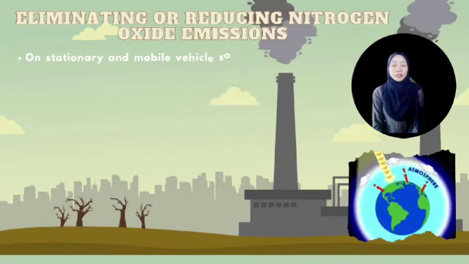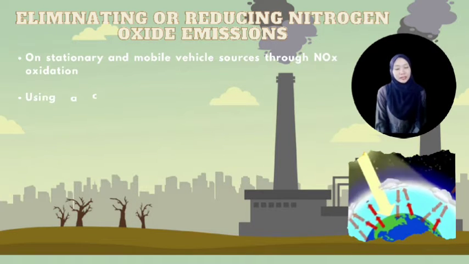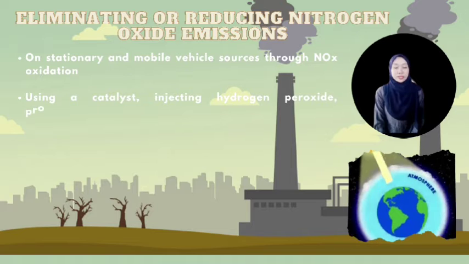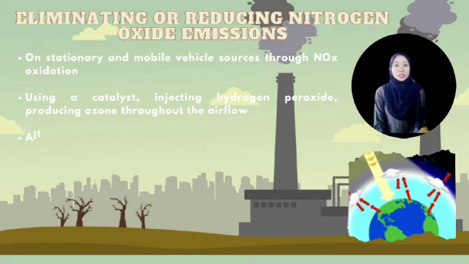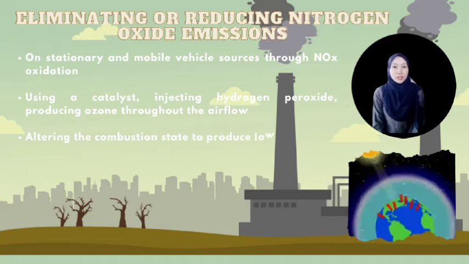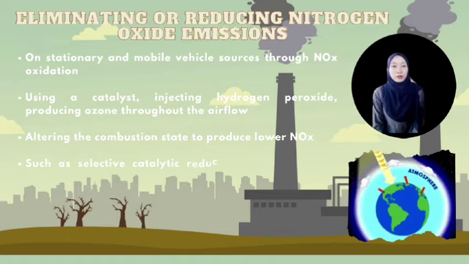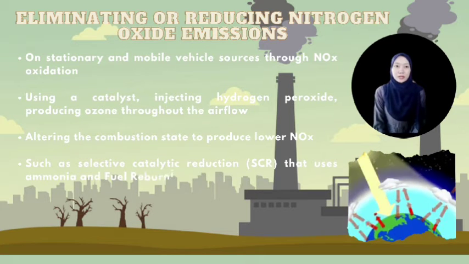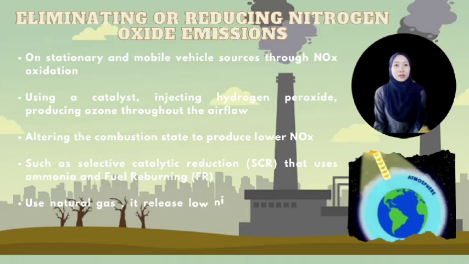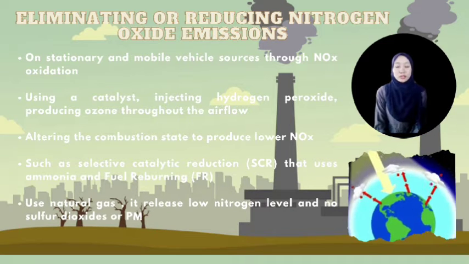Reducing and removing nitrogen oxide emissions on stationary and mobile vehicle sources is done through NOx oxidation. It can be done by using a catalyst, injecting hydrogen peroxide, producing ozone throughout the airflow, or injecting ozone into the airflow. This method intentionally raises the valence of the nitrogen ion to let the water absorb it.